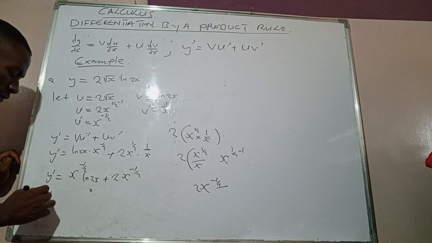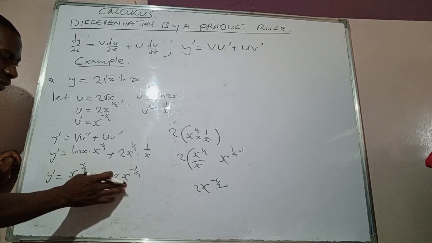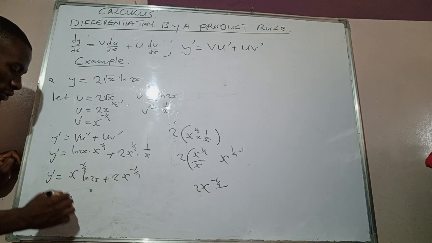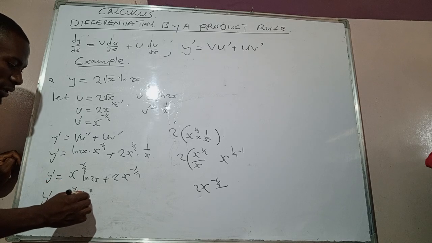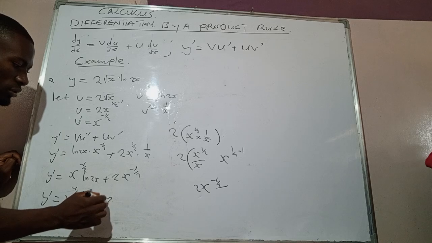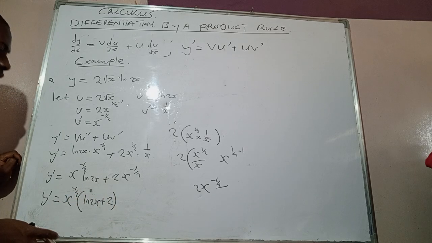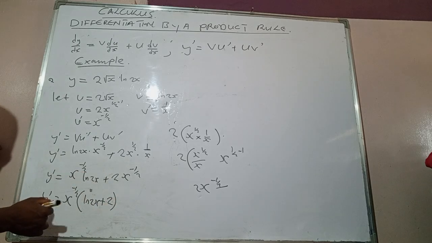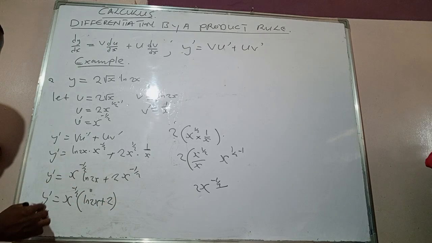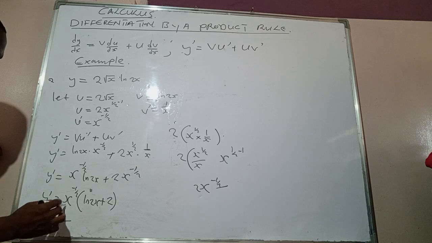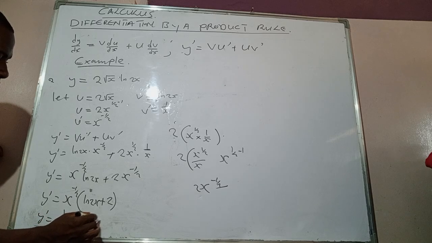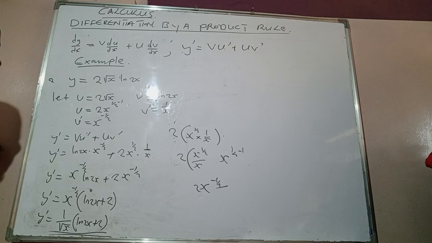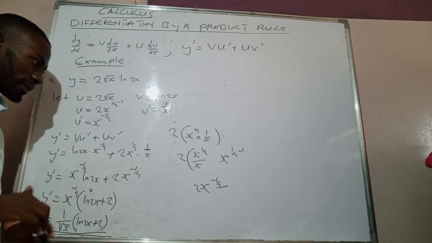So from here now you can factorize. What is common? You have x, you have x, you have negative half, negative half. So you can factorize out x to the power negative half. Then you remain with ln 2x plus 2. Okay, what are we now going to do? This is a negative index, so you change it into positive. You're going to have 1 over square root of x, then ln 2x plus 2. So that is our final answer.